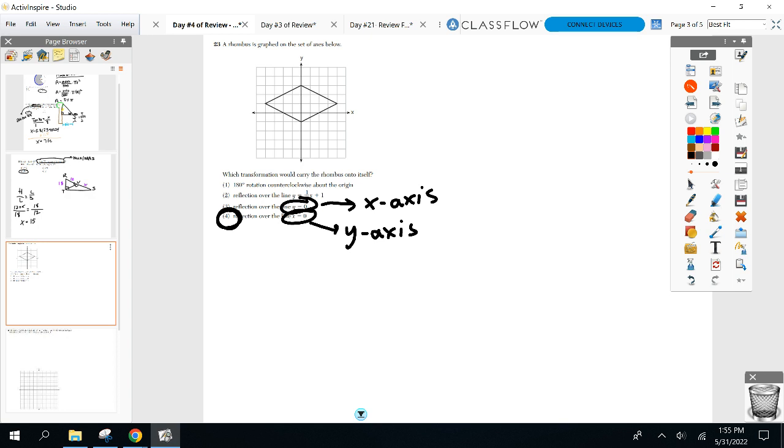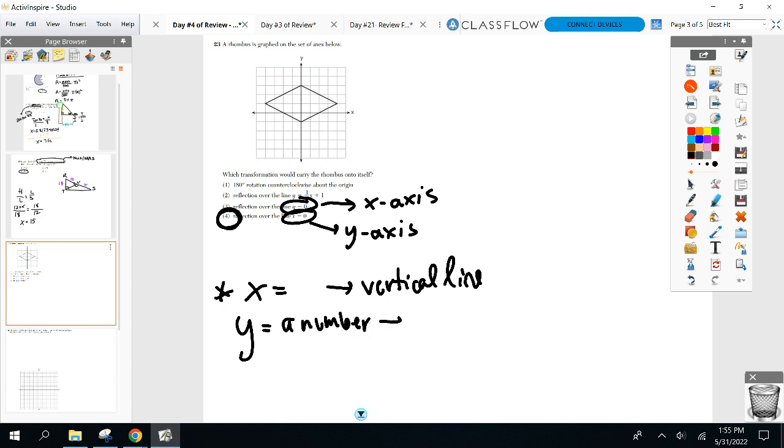Remember, x equals is a vertical line. Y equals, I should put a number here, is a horizontal line.